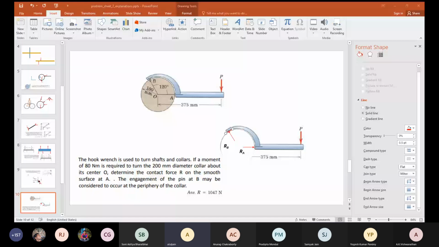So basically, first of all, draw the free body diagram of the entire structure. P is causing a moment. You will get the value of P in terms of moment, which is given to be 80. Step 1. Now draw the free body diagram of this hook wrench only. We want to find out the value of RB. There are three unknowns: RA, RB, and this tangential force. RA is the unknown that we want to calculate. So take moment about point P, get the value of RA.